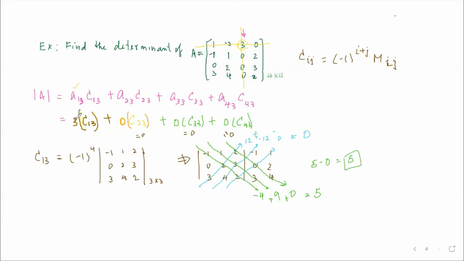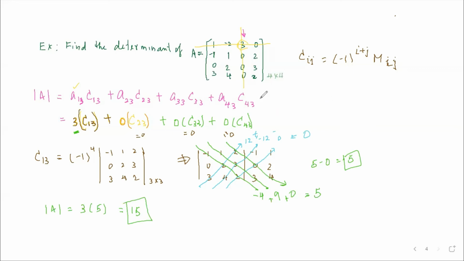But don't forget, because we have to times 3, this is a determinant. So the final determinant of matrix A equals 3 times 5, equals 15. So the final answer for the determinant of the 4 by 4 matrix A equals 15. Okay, so that's all for the determinant idea, which has to be a square matrix.